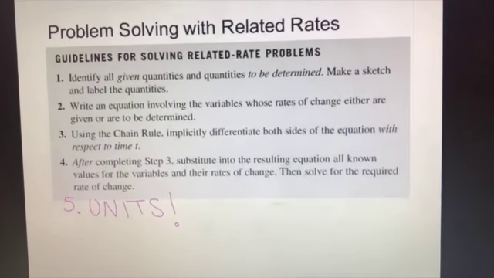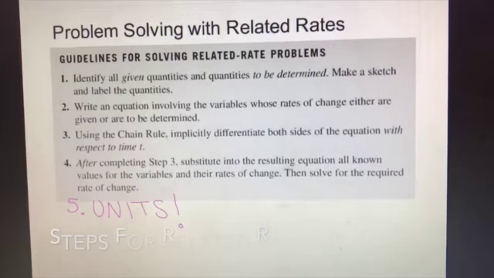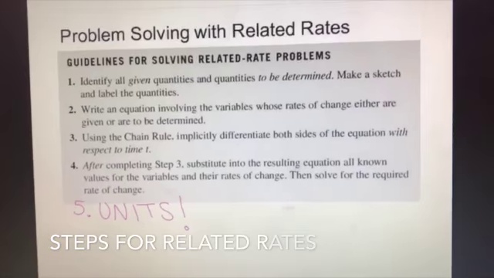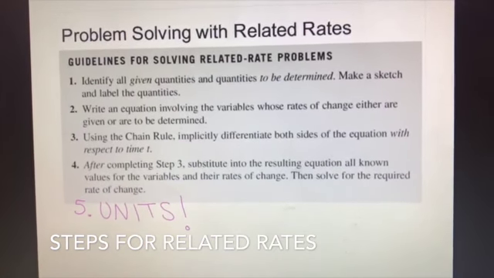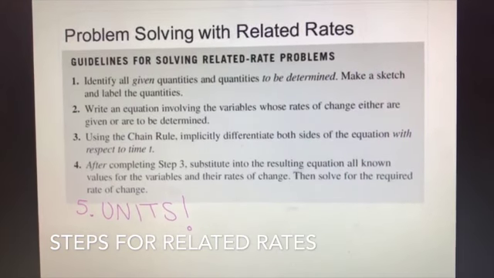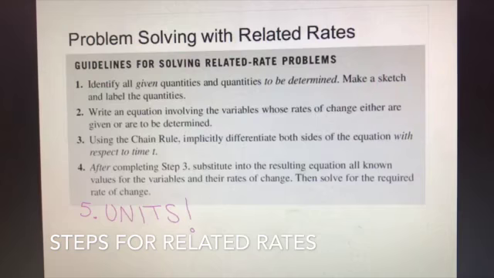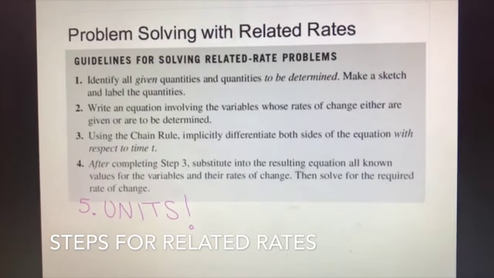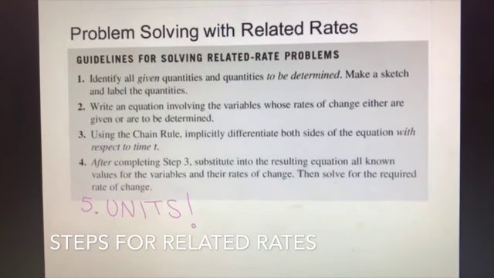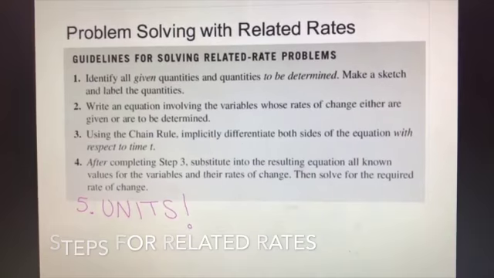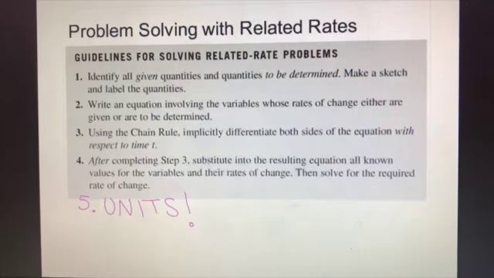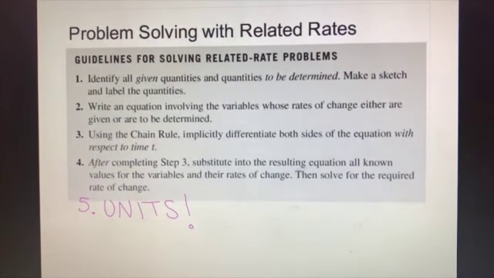Okay, so these are the steps for solving related rate problems. So first you want to identify all given quantities and quantities to be determined. Make a sketch and label the quantities. Write an equation involving the variables whose rates of change are either given or to be determined. And we have attached a link to different equations if you don't remember them. And then using the chain rule, implicitly differentiate both sides of the equation with respect to time t. And then you're going to substitute into the resulting equation all known values for the variables and their rates of change. Then solve for the required rates of change. And then on your final answer, don't forget to add your units.